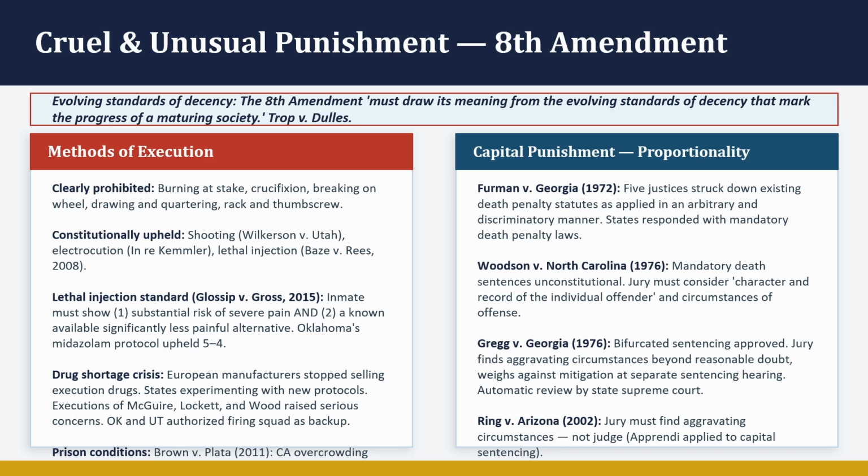The Eighth Amendment's prohibition on cruel and unusual punishment has 2 major applications: the method of inflicting punishment and the proportionality of the punishment to the crime. On methods, the historical certainties are clear. The Eighth Amendment prohibits punishments that were considered cruel at the time of ratification: burning at the stake, crucifixion, breaking on the wheel, drawing and quartering, the rack, and the thumbscrew. These are categorically off the table.